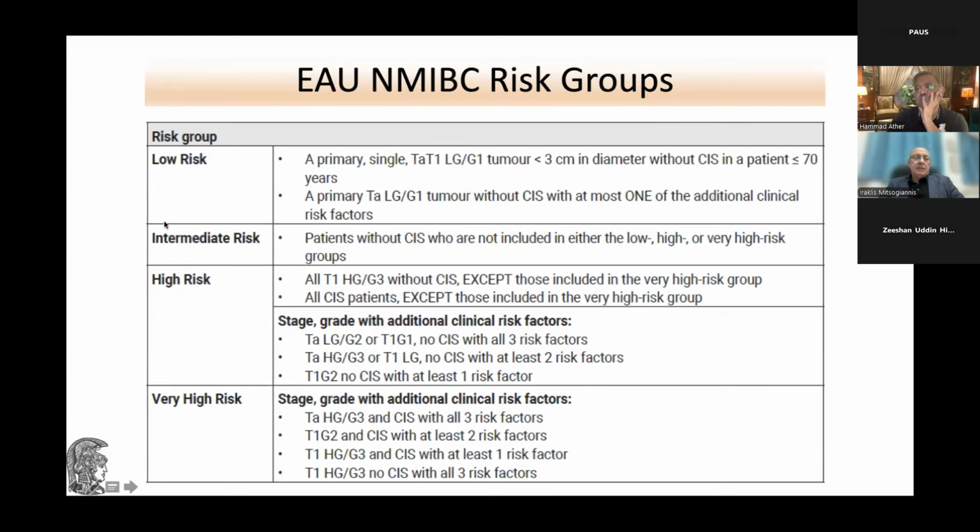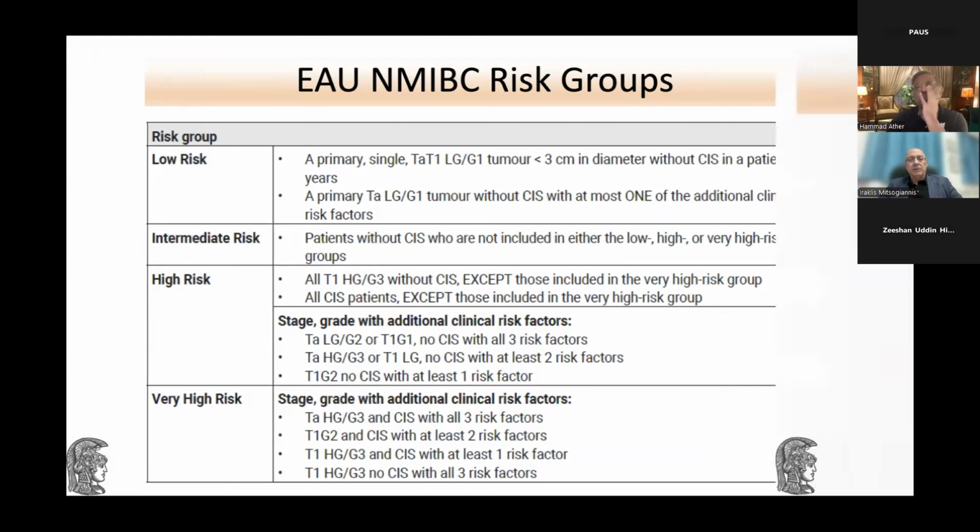There is an intermediate risk group which is rather peculiar because it contains all the cases that cannot be categorized in one of the other groups. And of course, we have the high risk and the very high risk group with the high grade tumors, G3 tumors, some of the G2, the old G2 tumors, which are T1, and of course the CIS. I think it's important for us to categorize the patients in one of these 4 groups, because we can assess the prognosis.